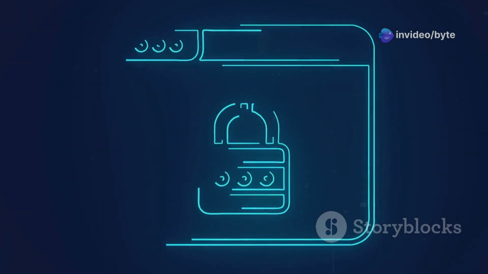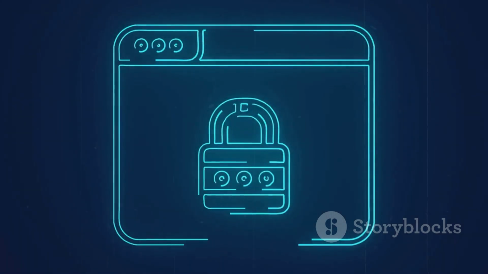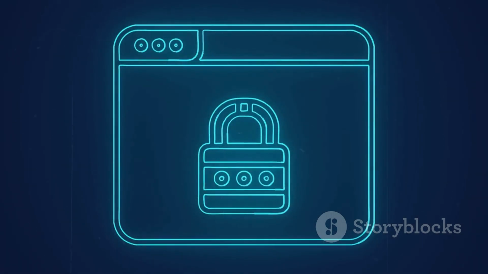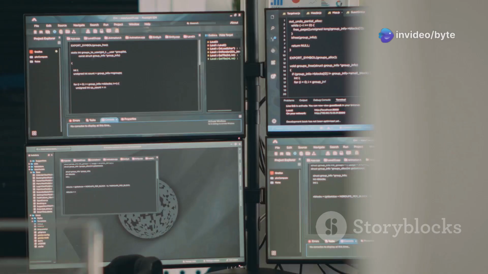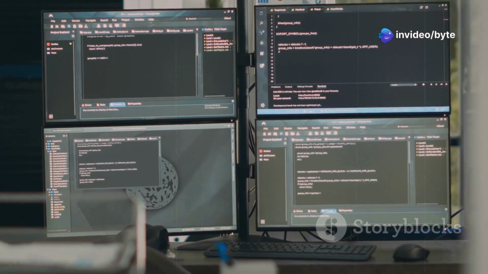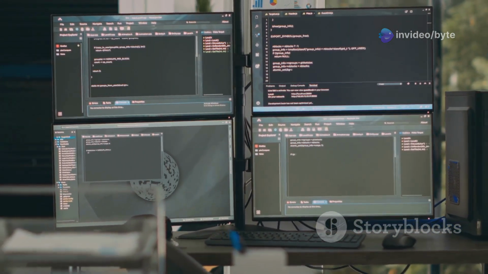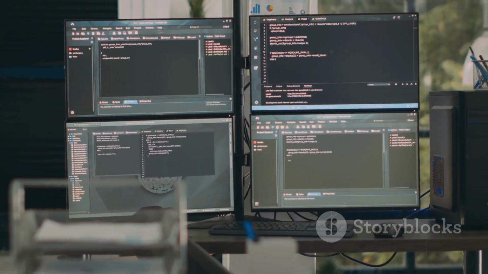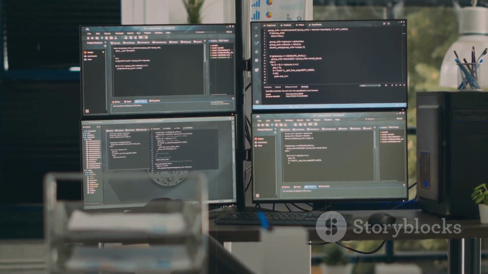Your IP address, which can reveal your location and identity, is hidden. This level of anonymity is crucial for journalists, activists, and anyone living under repressive regimes. Tor is free and open-source software. This means that anyone can inspect the code to ensure there are no backdoors or vulnerabilities. The community-driven nature of Tor ensures that it remains transparent and trustworthy.